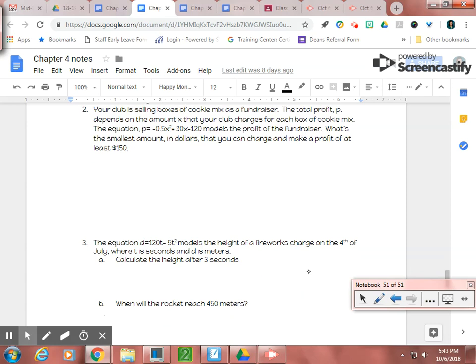Okay, your club is selling boxes of cookie mix as a fundraiser. The total profit P depends on the amount that your club charges. The equation is given to you. What's the smallest amount in dollars that you can charge to make a profit? Okay, so in this, x is equal to money and P is equal to profit. So you need to make at least $150, so everything has to be greater than that. So that has to be greater than our equation. So again, this is the smallest amount you can make, the 150. So the equation has to be bigger than that. That's why your sign is pointed in that direction.